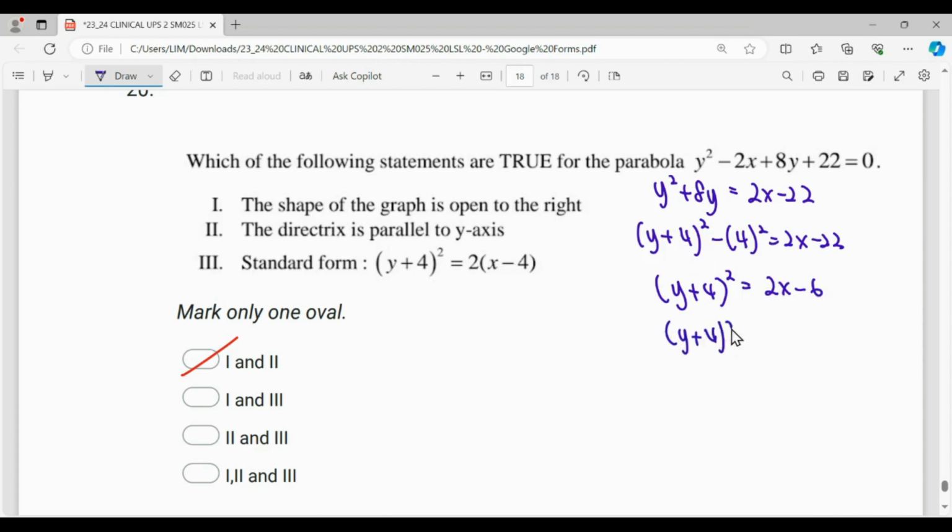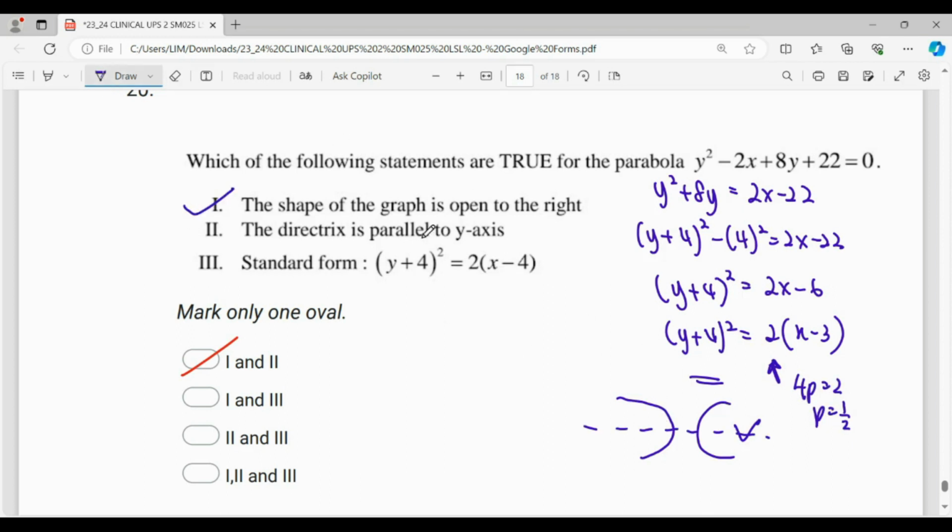So now we are going to factorize the right hand side. So factorize out the coefficient of x here, which is 2. So this equation starts with y squared, which means this parabola opens left or right. And this value is 2, which means 4p equals 2, p equals 1 over 2, positive, so it opens to the right. So the first statement is correct. Again, the directrix is parallel to the y-axis. So this is our vertex, this is our focus, so the directrix will be on the opposite side, vertical. So this directrix is parallel to the y-axis. Yes, this is correct.